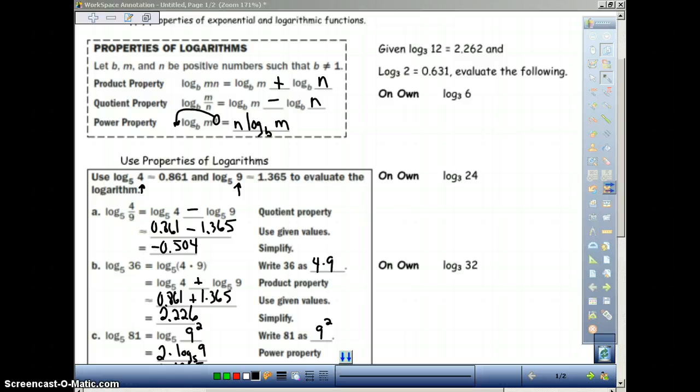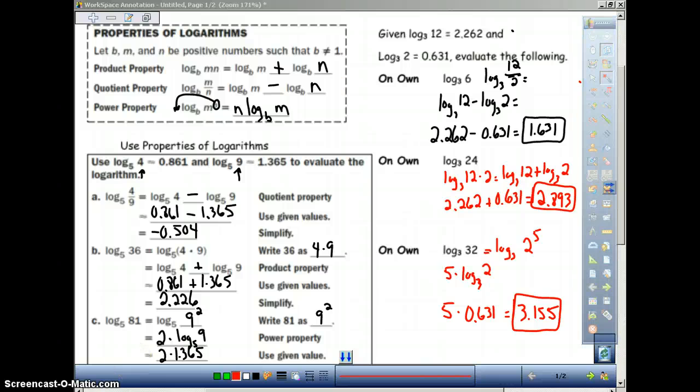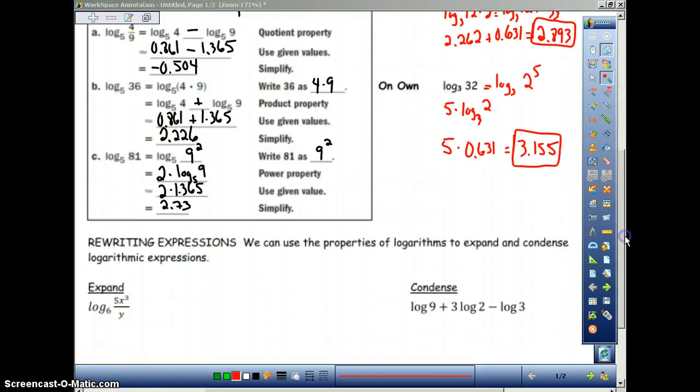Okay, so hopefully those were pretty easy for you. The solutions are written for you here. We had log base 3 of 6. We turned that into 12 divided by 2, which gave us a subtraction problem, 1.631. Second one, we had 24. We turned that into 12 times 2, so that was an addition problem, and we got 2.893. And then the last one, which was a little bit trickier, we turned into an exponential one. We had log base 3 of 2 to the 5th. So we had 5 times log base 3 of 2. So 5 times 0.631 equals 3.155. Okay, so hopefully those made sense.